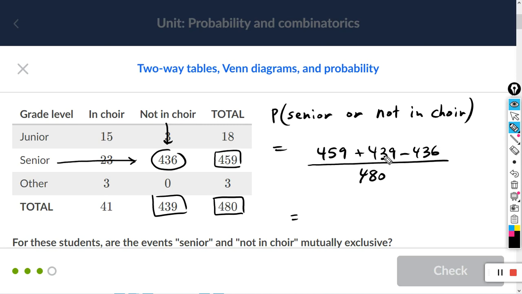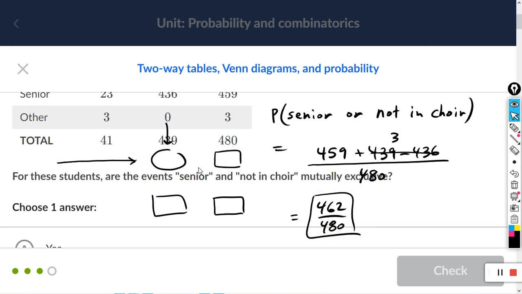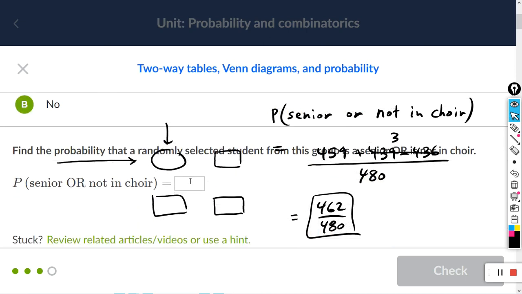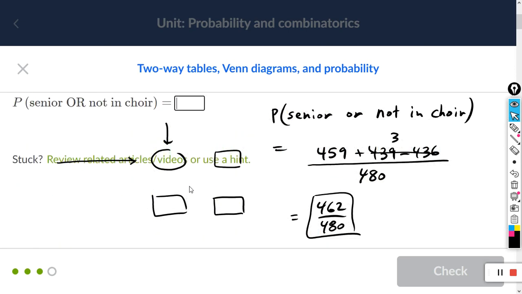Okay, so 439 minus 436 is just 3. 459 plus 3 is going to be a 462, and that's divided by 480. So that's it. They don't make you reduce the fraction. So just enter 462/480 in the box. Okay? 462/480.